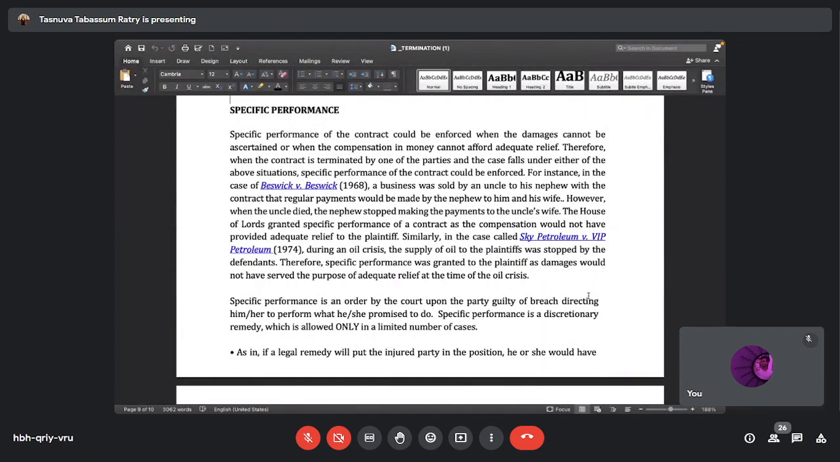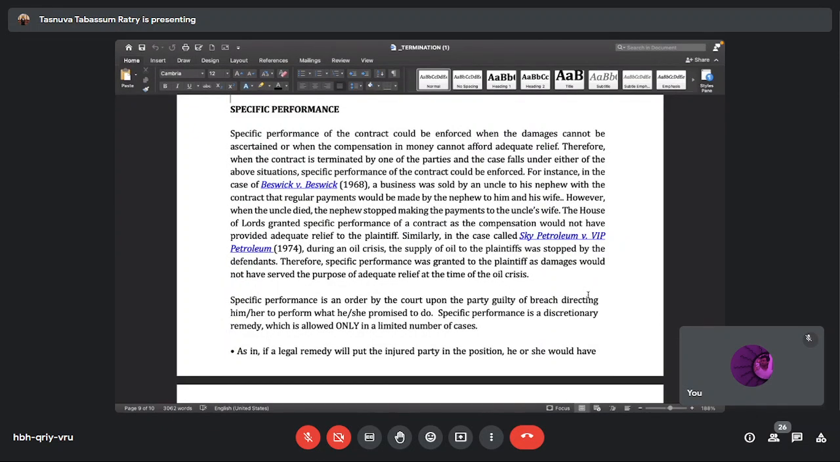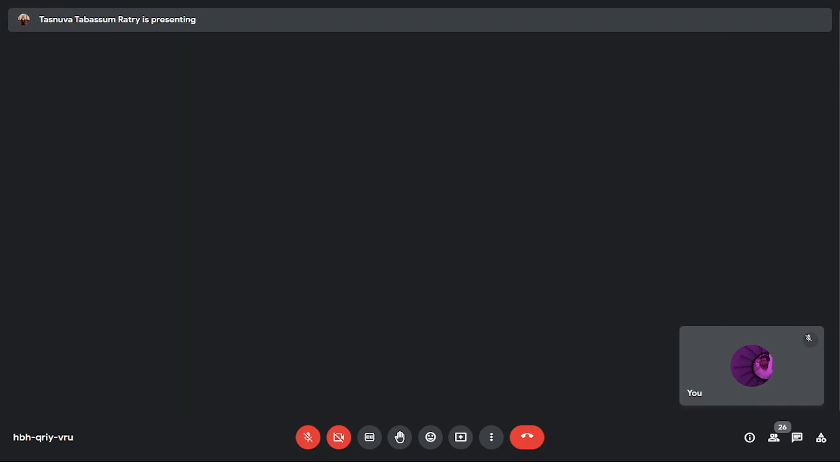Here, monetary compensation would not have been an adequate remedy. As a result, the court gave an order of specific performance, allowing the supply of oil to be continued by the defendant to the plaintiff. So, as you can see, specific performance is a discretionary order, which we call a discretionary remedy, because it is upon the discretion of the court whether they will allow specific performance or not.